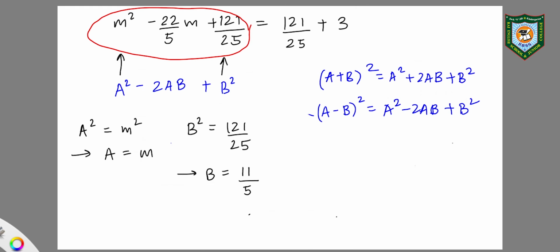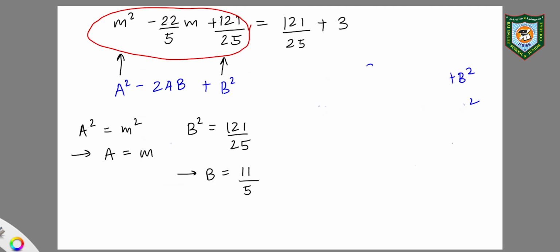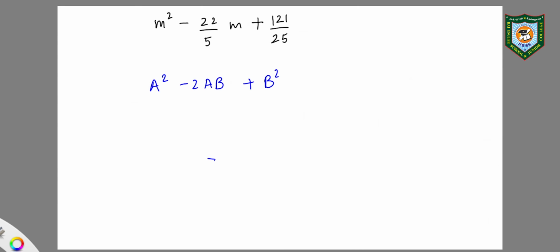Now, once I get this, we'll see how to make a complete square for any given quadratic equation. In this case, I'll be just solving the left hand side so that it's easy for us to understand. So I have m square minus 22 by 5m plus 121 divided by 25, and here I had a square minus 2ab plus b square.